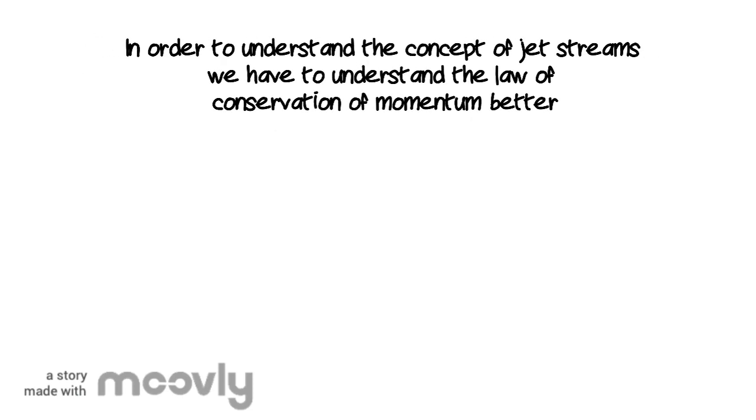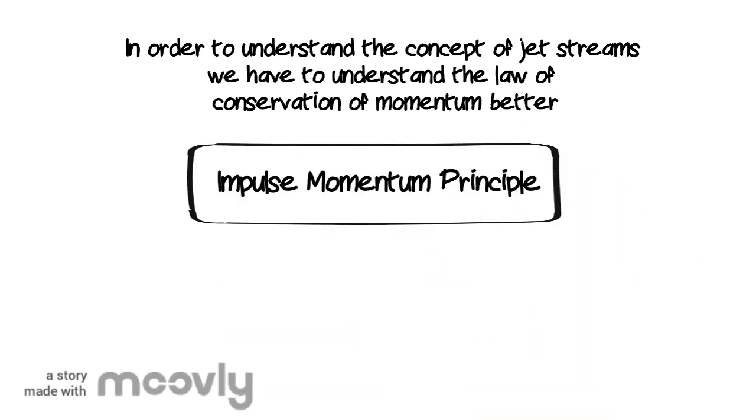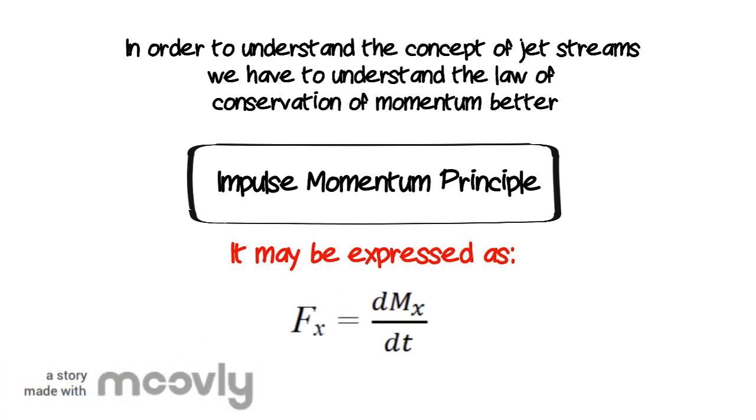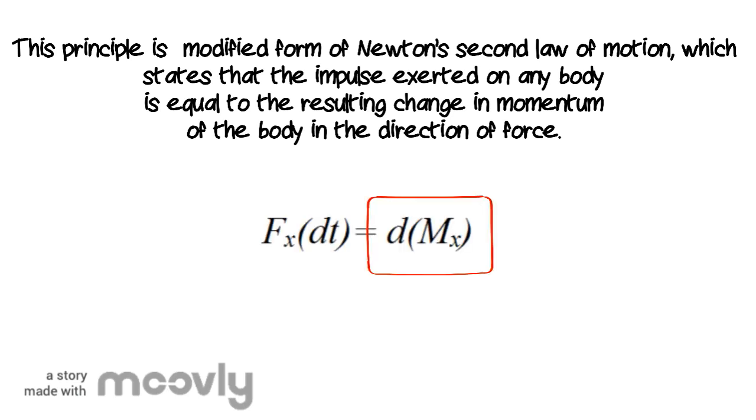Let's discuss impulse momentum principle in depth in order to have a better understanding of jet streams. Impulse momentum principle is a modified form of Newton's second law of motion. The impulse exerted on any body is equal to the resulting change in momentum of the body in the direction of the force.